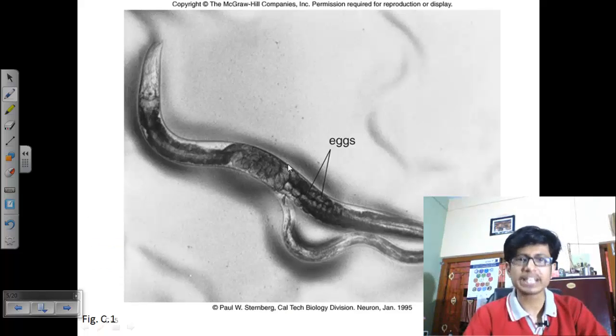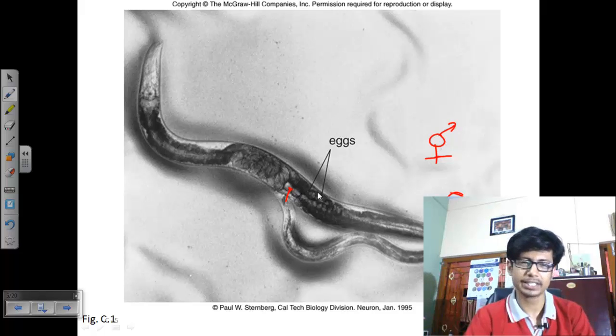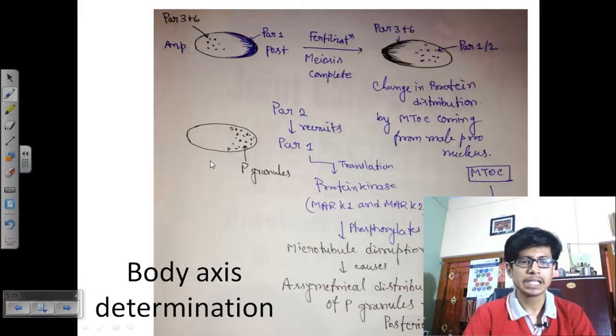This is how fertilization takes place. This is a hermaphrodite condition, which acts as a female in this case. This is the sign of a hermaphrodite, male and female combined. Let's say it provides the egg, and this is the male only. Males are much smaller and they can interact. Sperm can be injected there and the process can take place.